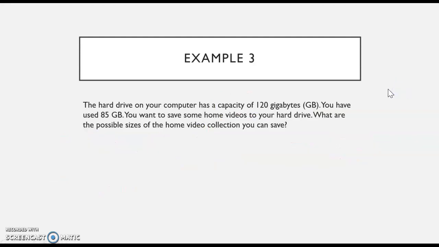All right, last one. Oh my goodness, Mrs. Cartwright, it's a word problem. And heaven forbid you ask us word problems. Nope, we know what we're doing. We're going to go directly to the question. So that's, what are the possible sizes of home video collections you can save?